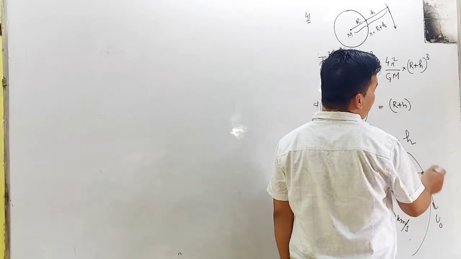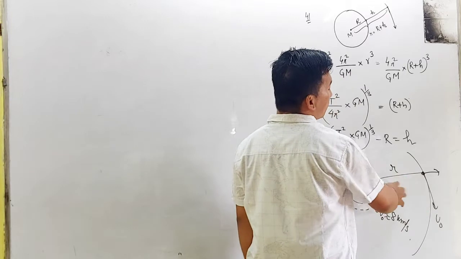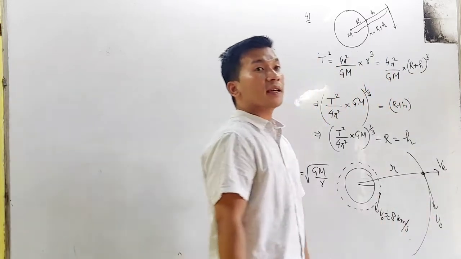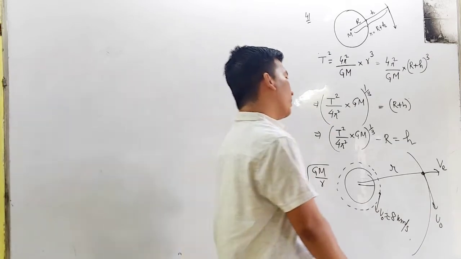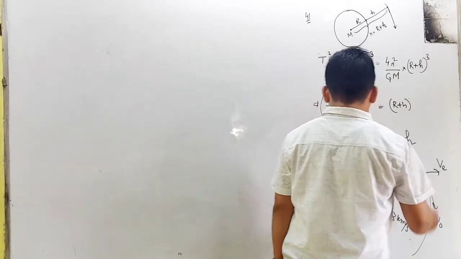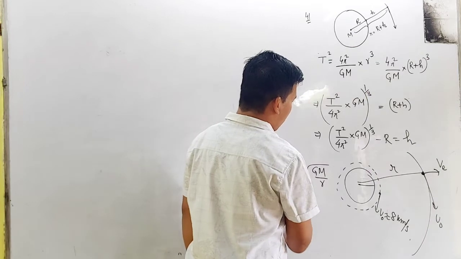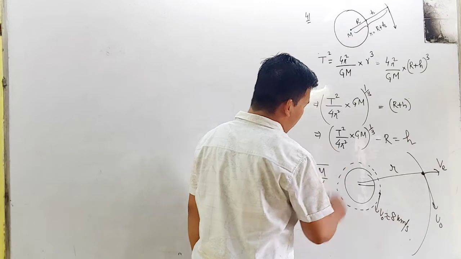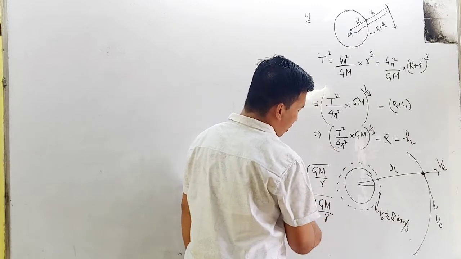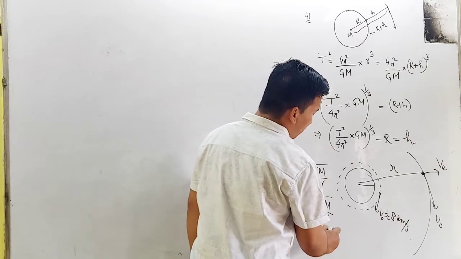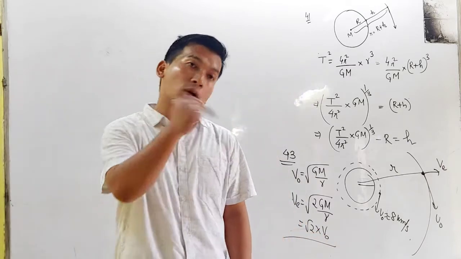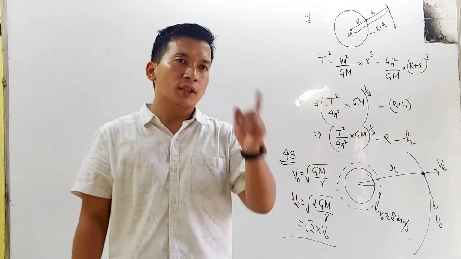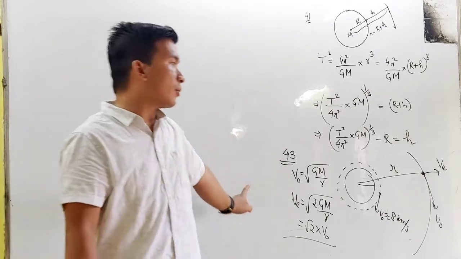And if this object or satellite tries to escape from the Earth's gravitational pull, this will be known as escape velocity. The escape velocity from this particular point will be root over 2 times capital G M divided by small r. So escape velocity will be root 2 times the orbital velocity. Just a reminder: escape velocity will be root 2 times the orbital velocity from this orbit.